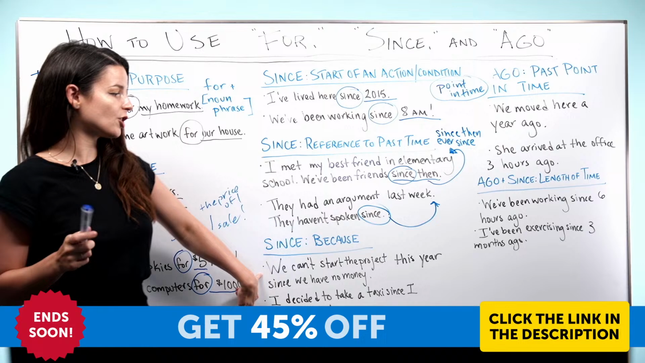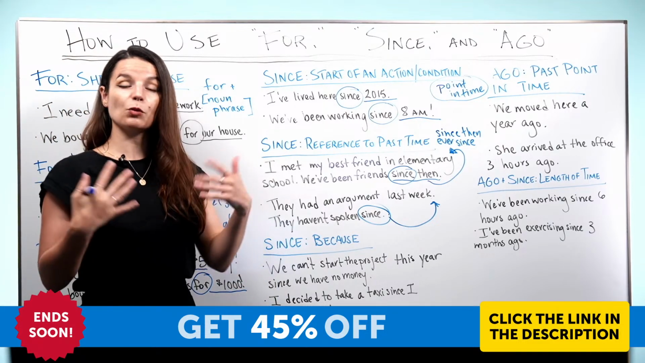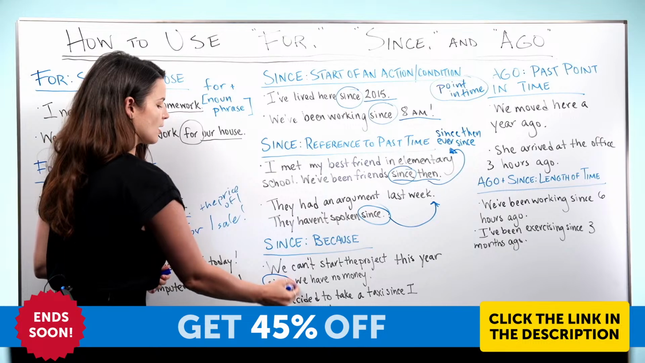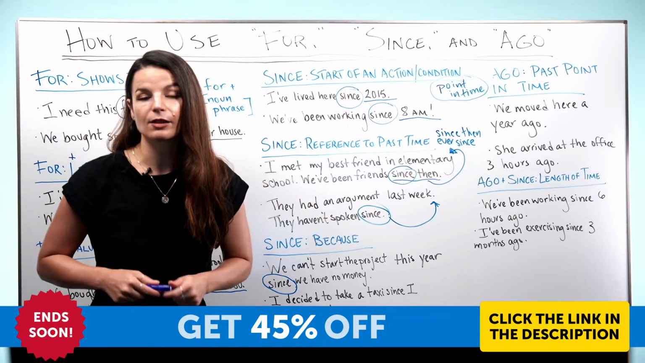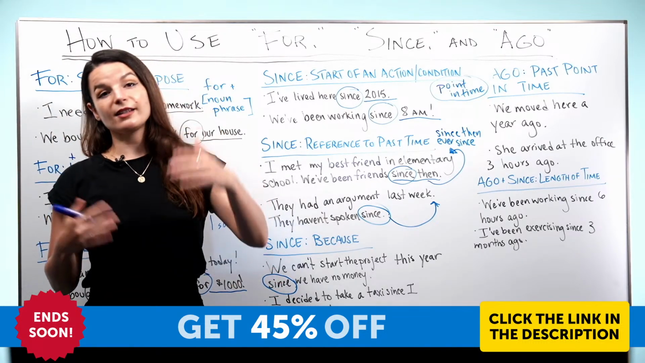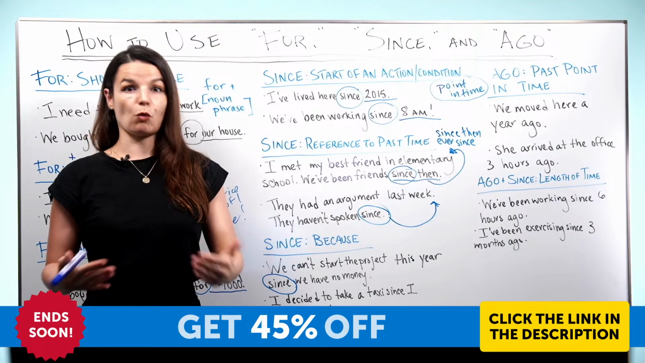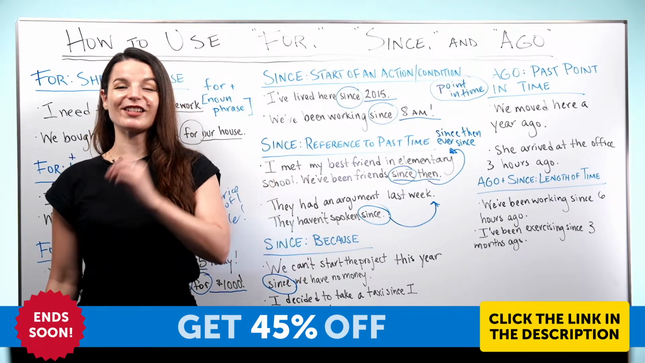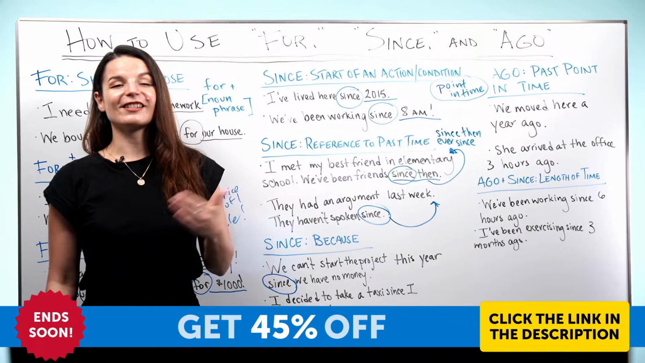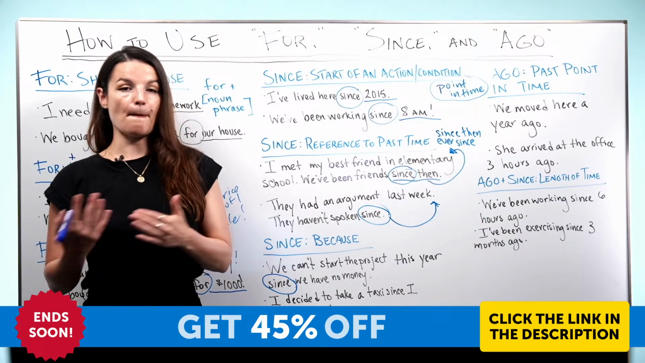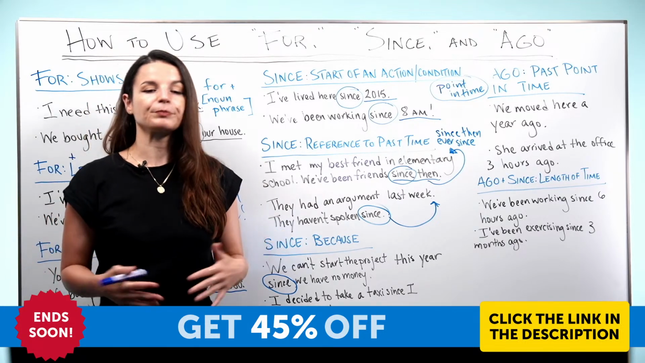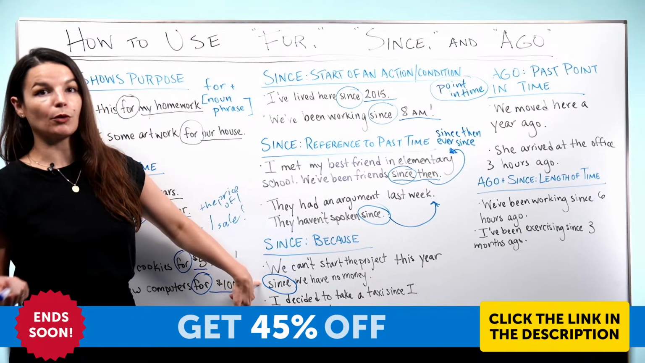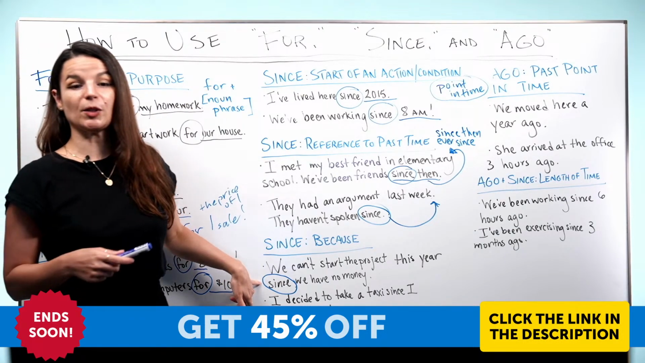So, we can't start the project this year since we have no money. Here is my since. We can't start the project this year since or because we have no money. Since tends to sound a little bit less formal than because. This tends to sound a little bit rougher than because, depending on the person. So you could say because here as well. These are both correct, just a different way to express the idea.